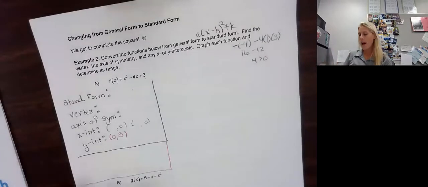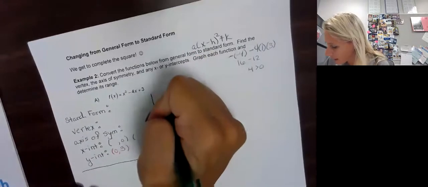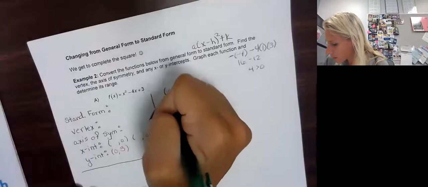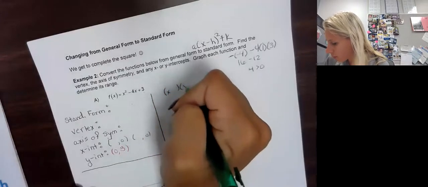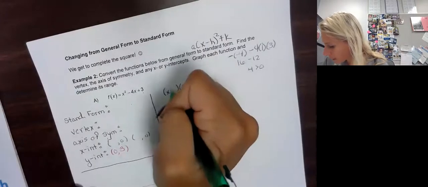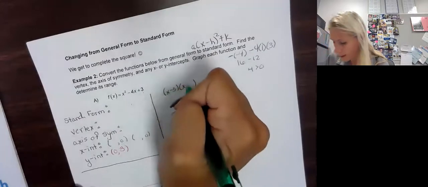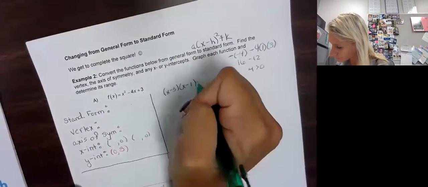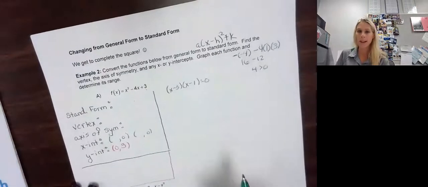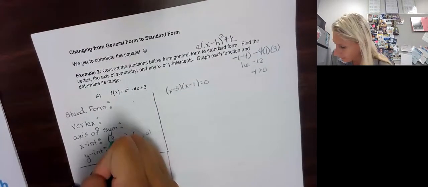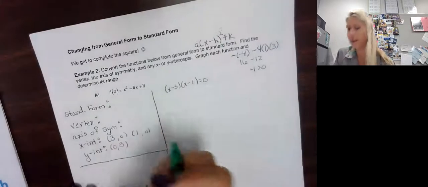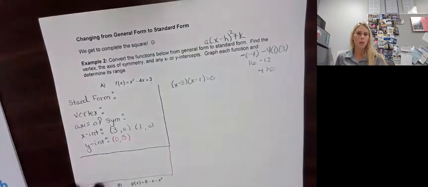Okay, I'd rather factor. So if I factor, what 2 numbers do you multiply to give you 3, but add to give you negative 4? It'd be negative 3 and negative 1. So what 2 things make that 0? 3 and 1. And that's our 2 x-intercepts.